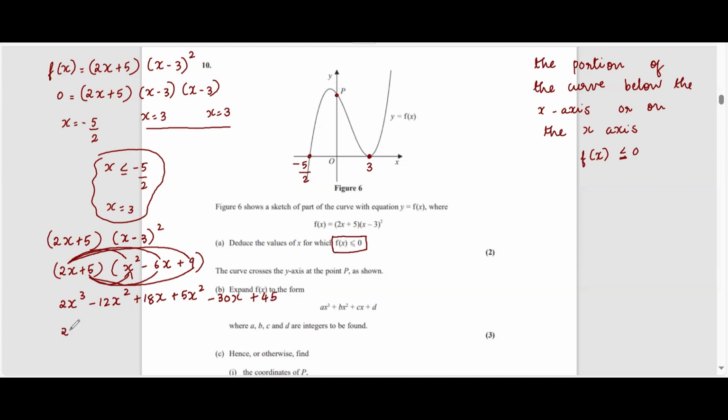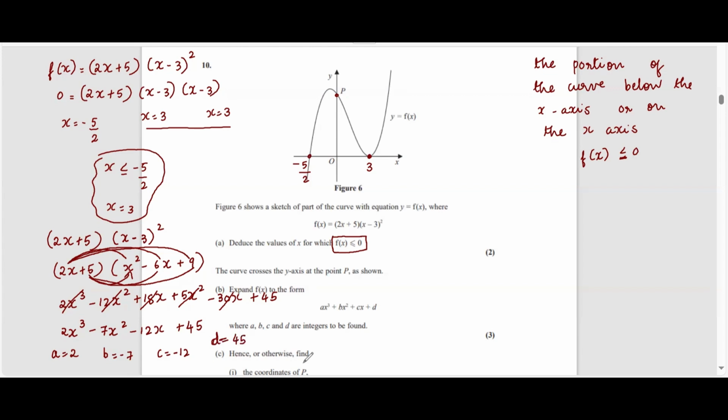Collecting the like terms, so 2x cubed, minus 12x squared plus 5x squared, that is minus 7x squared, plus 18x minus 30x, that is minus 12x, plus 45, where a, b, c and d are the integers to be found. So here when we compare, we'll get a as 2, b as minus 7, c is minus 12 and d is equal to 45.